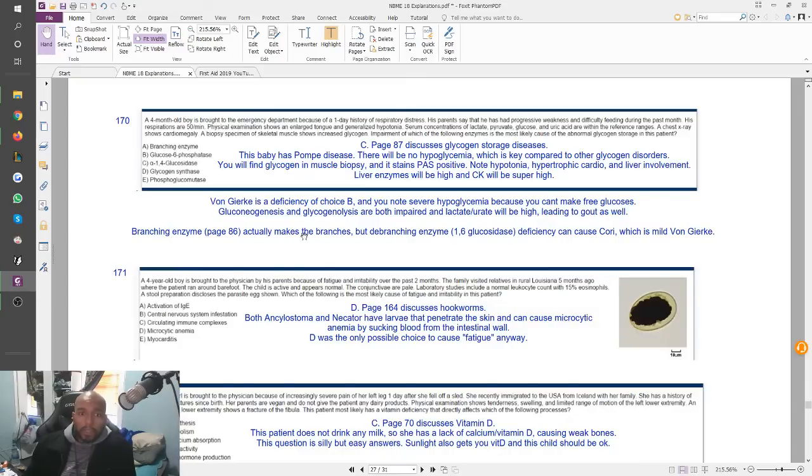Branching enzyme actually makes the branches, so that's not relevant. And debranching enzyme, which is 1,6 and is not an answer choice here, debranching enzyme deficiency causes Cori disease, which is a mild form of von Gierke. Okay, the last one was McArdle, which would show you myoglobinuria. That's not happening in this patient either.